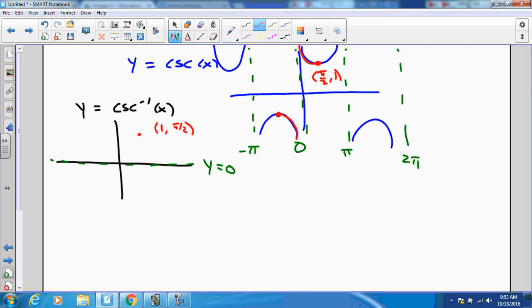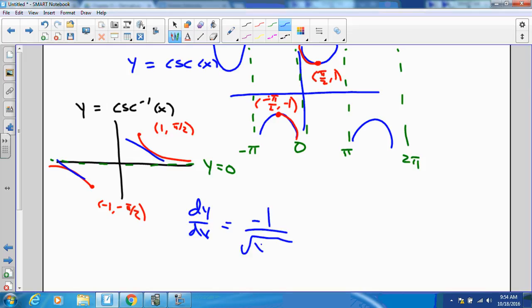and it is going to have 2 points, (1, pi over 2), and it's going to go out to infinity. It's going to approach the asymptote, and then the matching point. And it's going to approach the asymptote like this. And notice that inverse cosecant always has negative slopes. So it is no surprise that when I do dy dx, I get negative 1 over the absolute value of x times the square root of x squared minus 1.